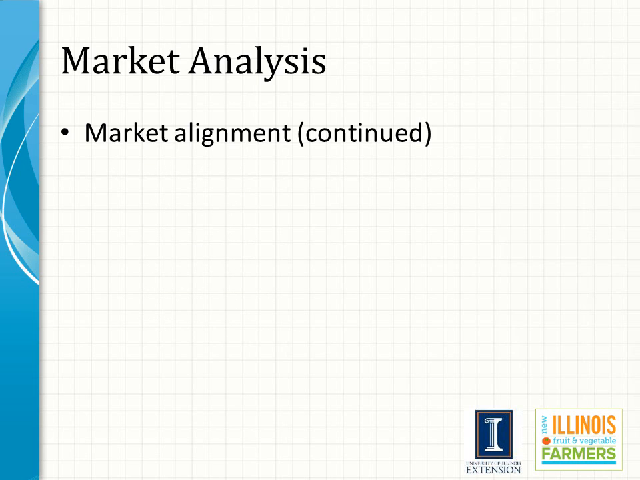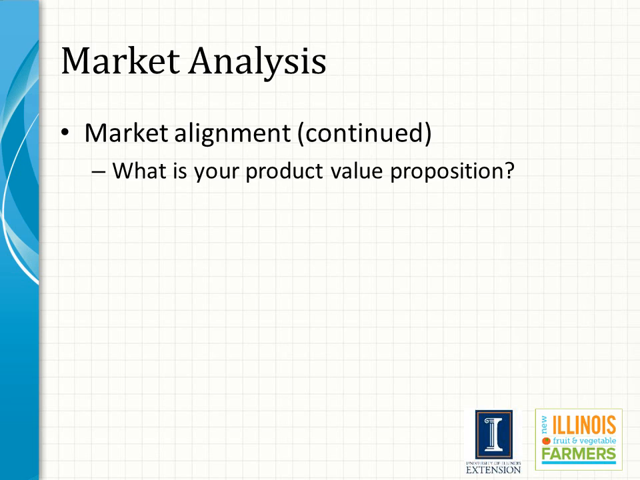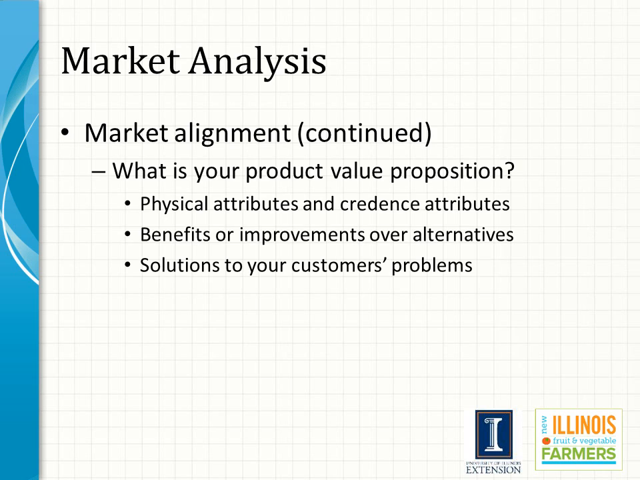Now that you know who your customer is, think a little bit more deeply about your product and its value proposition in the marketplace. Physical attributes can be easily seen, smelled, tasted, touched, whereas credence attributes can only really be discerned by the person producing the product. Think about unsprayed, drug-free, certified organic, or enhanced omega-3s. If you can have an established trust relationship and or a third-party certification, you can help establish some of these credence attributes with your customer base.